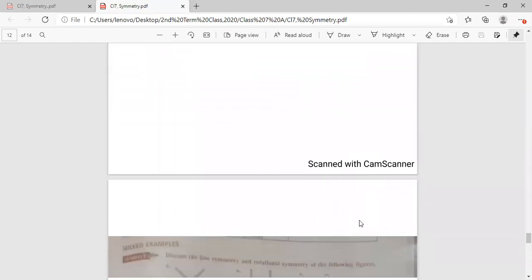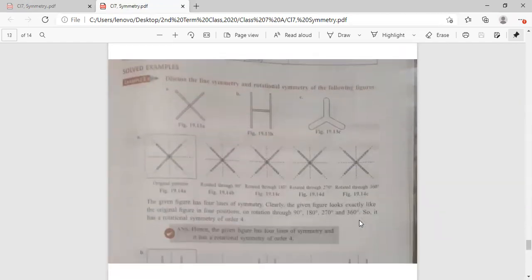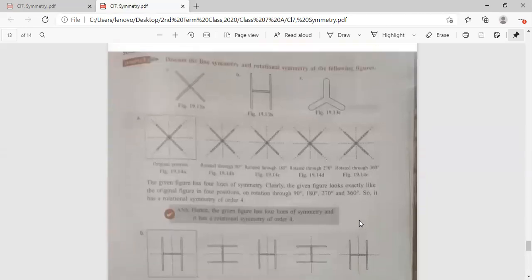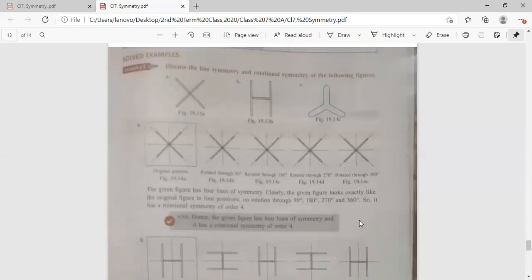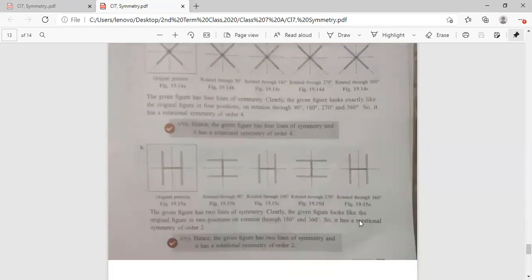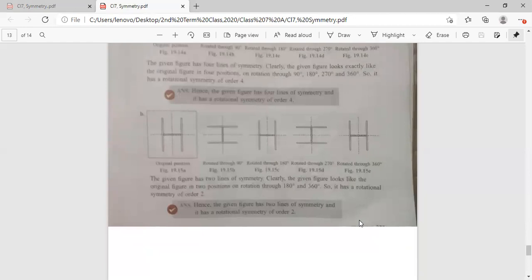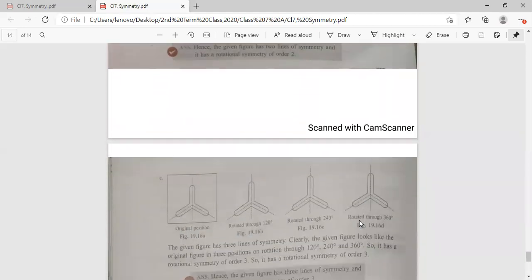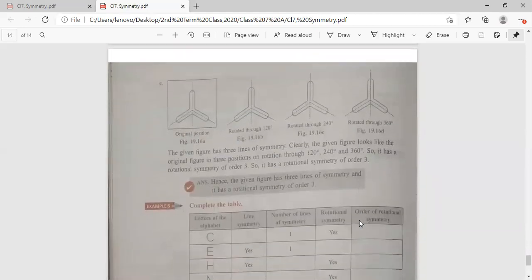Now here are some examples which have been solved. Since I'll be sending you the PDF, you can go through these pages, the line symmetry and rotational symmetry. And you have this figure done for you with diagrams. Next, you have this figure, similar to equilateral triangle.